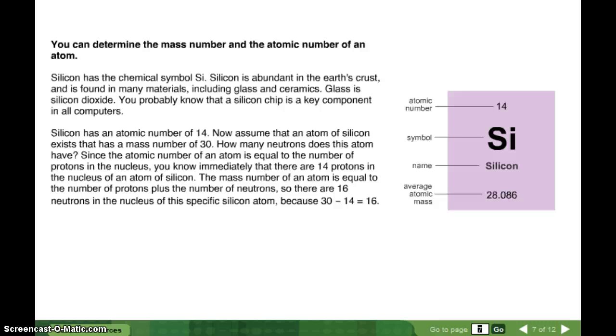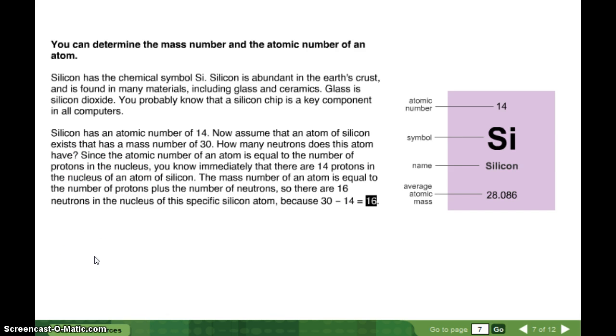Silicon has an atomic number of 14. What does that mean? That means it has 14 protons. Now assume that an atom of silicon exists that has a mass number of 30. How many neutrons does this atom have? Well, the total mass is 30. The only subatomic particles that have mass that we actually care about and measure are the protons and neutrons. So if the total is 30, 14 of that is used up from the protons, what's left? 30 minus 14 is 16. That tells us that silicon has 16 what? Neutrons.